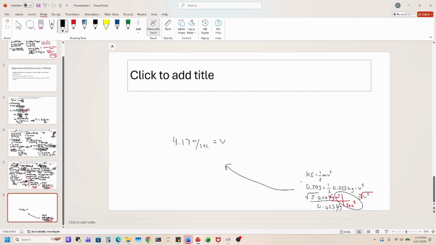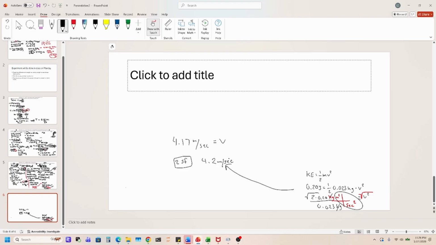Okay? And you see I've got my 2 times 0.20 divided by 0.023. That's how I got my 4.17. I took the square root of all that. I end up needing a 2 sig fig number. Why would I need a 2 sig fig number? Well, I've got my 0.023 and I've got my 0.20. There's a division problem. So my 2 sig fig answer, 4.2 meters per second. And that is our velocity.